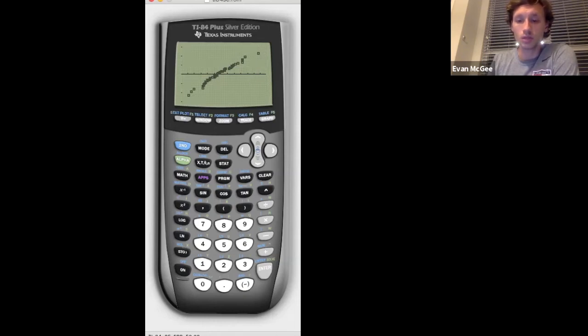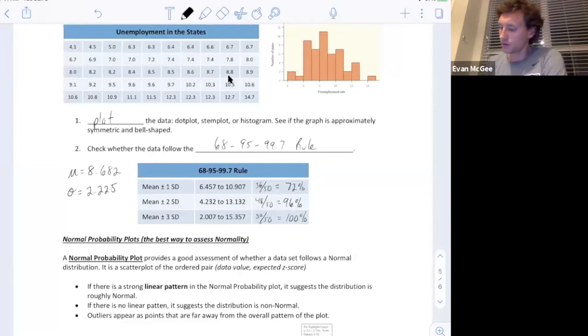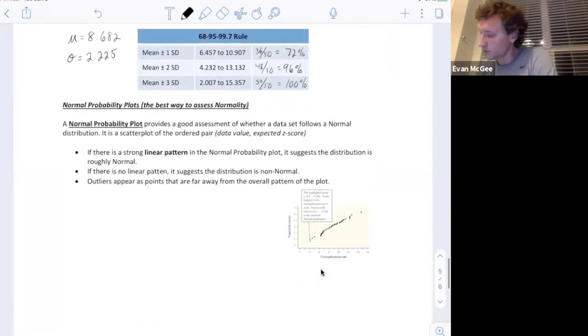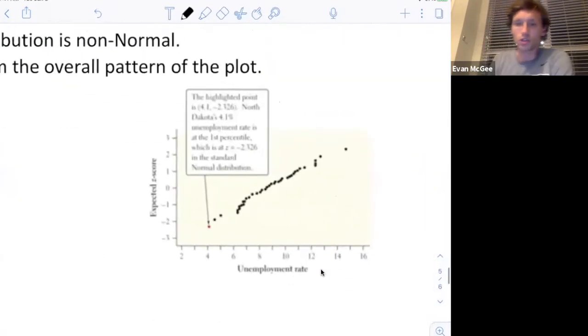So let me pull up my notes again. A normal probability plot, which you will never have to calculate, you'll just have to do it the way I just did on my calculator. What it shows us is paired data: your value, the unemployment rate, with its expected z-score. You can see, this was the graph that you just saw in the calculator.